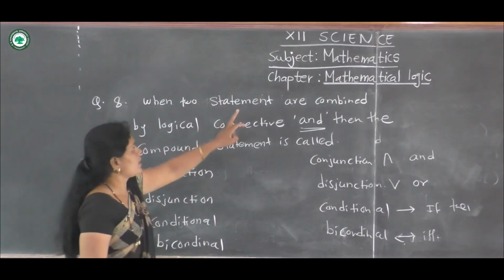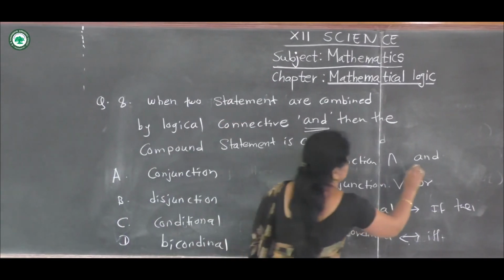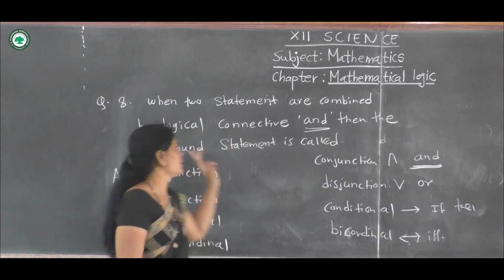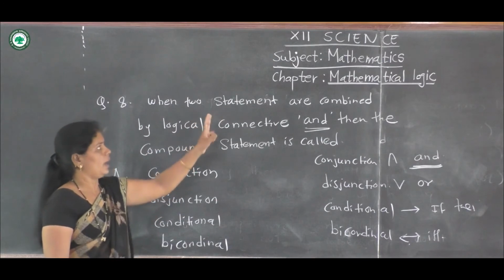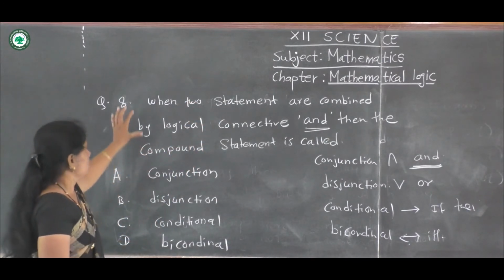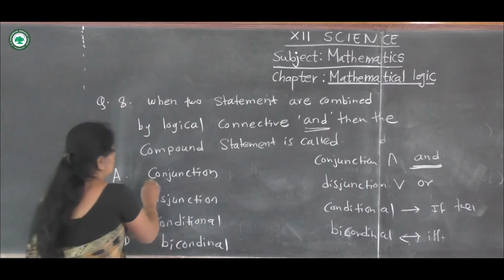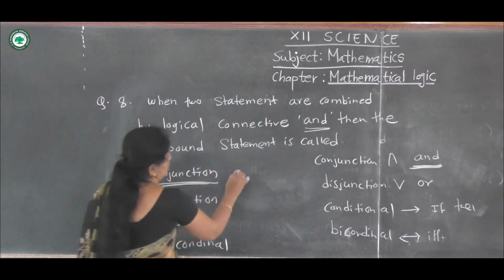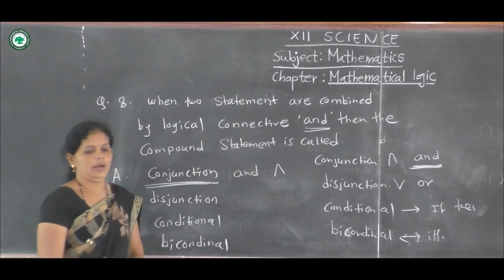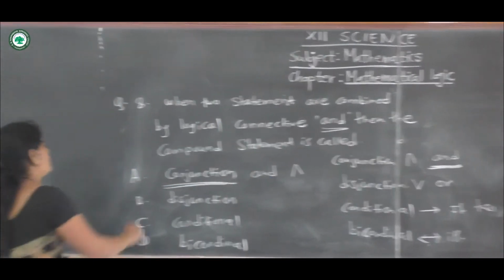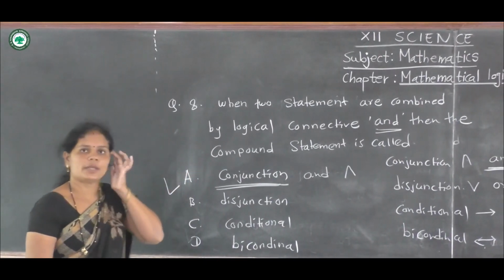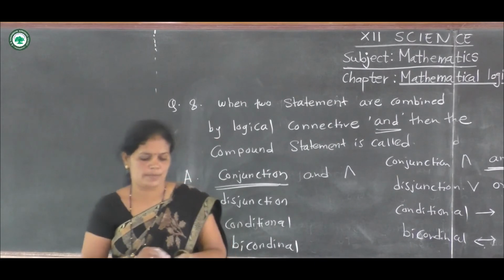When two statements are combined by and, it is called conjunction. Two compound statements joined by the word and form a statement called a conjunction, denoted by the and sign. Therefore our first option A is correct.